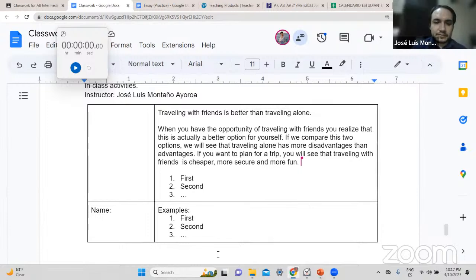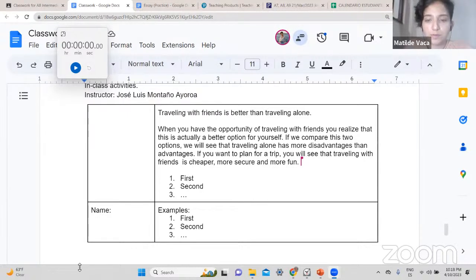Traveling with friends is better than traveling alone. When you have the opportunity of traveling with friends, you realize that this is actually a better option for yourself. If we compare these two options, we will see that traveling alone has more disadvantages than advantages. If you want to plan for a trip, you will see that traveling with friends is cheaper, more secure, and more fun.